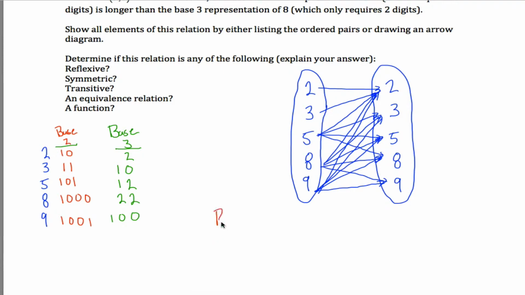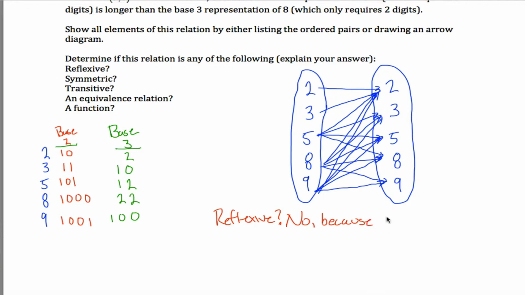In order for a relationship to be reflexive, there must be an arrow from every single element to itself. So there's an arrow from 2 to 2, that's a good sign. However, there is not an arrow from 3 to 3. Reflexive sure is not.